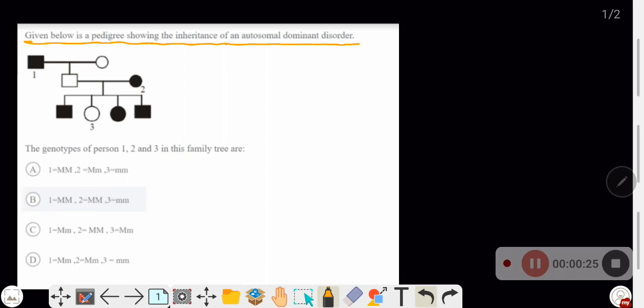So wherever there is a dominant genotype, or a dominant allele, the person will show the disease. This is the pedigree. And what is the question? The question is, what are the genotypes of persons 1, 2, 3 in this family tree? So here is person 1, who marries a healthy woman and produces a healthy son.